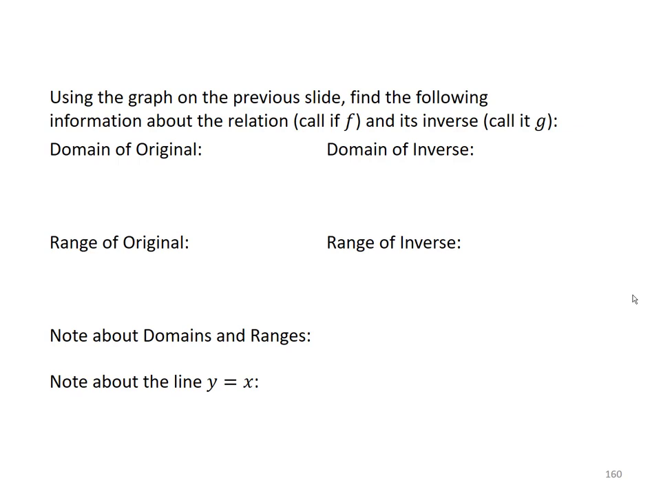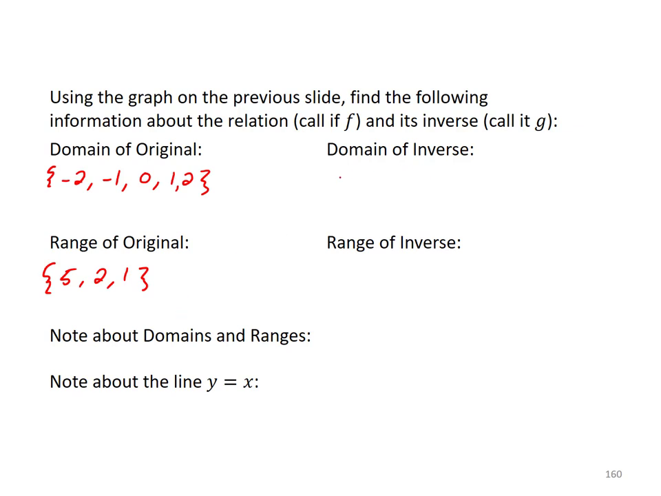Using the graph on the previous slide, find the following information about the relation. I'm going to call it f, and its inverse, we'll call that g. So the domain of the original function was negative 2, negative 1, 0, 1, and 2, and that is a set containing those values. And the range of the original, that's our set of y values, so that is the set 5, comma 2, comma 1, and 2 and 5 are already included, so I'm not going to repeat those.